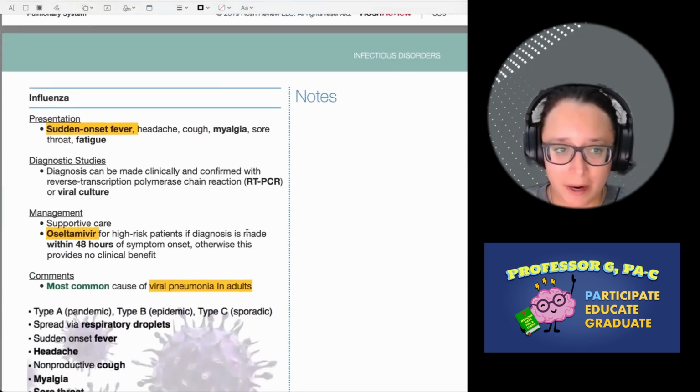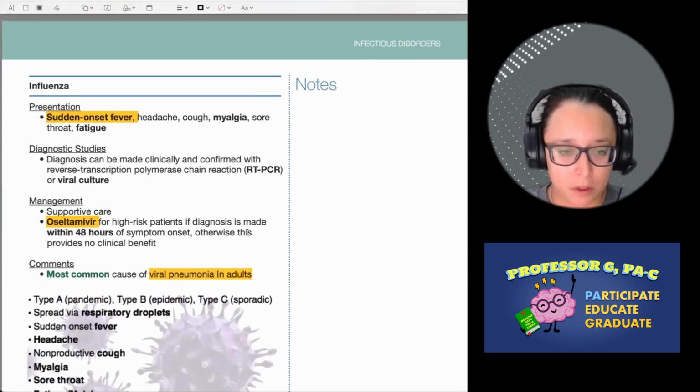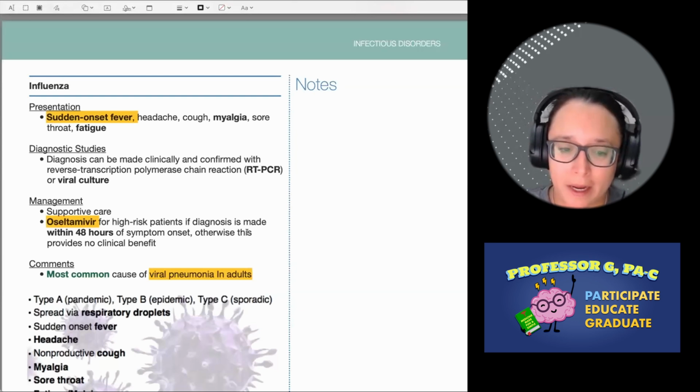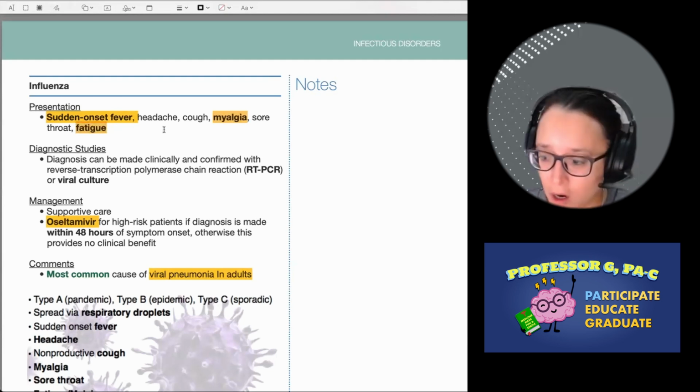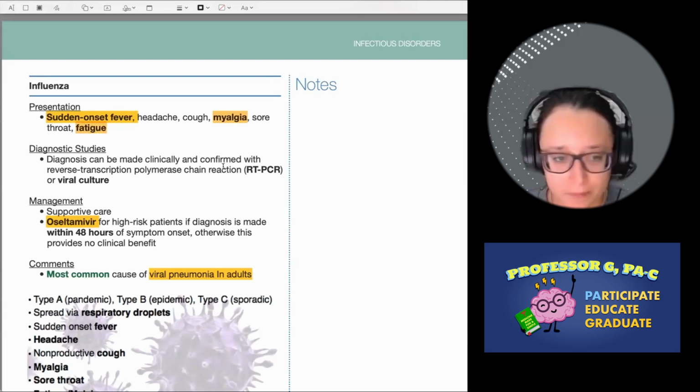Influenza. I think all of us have had flu, or we've been exposed, or we've had a family member that's had the flu. The flu is usually like, bam, it hits you. You get high fever, achiness, fatigue. You can also have upper respiratory symptoms like sore throat, runny nose, cough, those kind of things. Diagnostic studies, we can make it clinically.